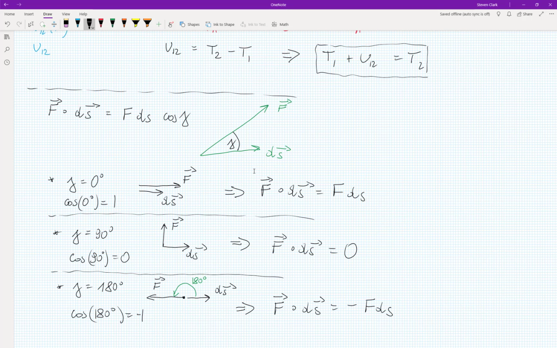Okay, and now an easy question to you. Can you please give me an example of such a force? Which force forms 180 degrees with displacement? Yeah, it's friction, exactly. So work of friction will be negative, right? It will dissipate the energy. Okay, any questions?